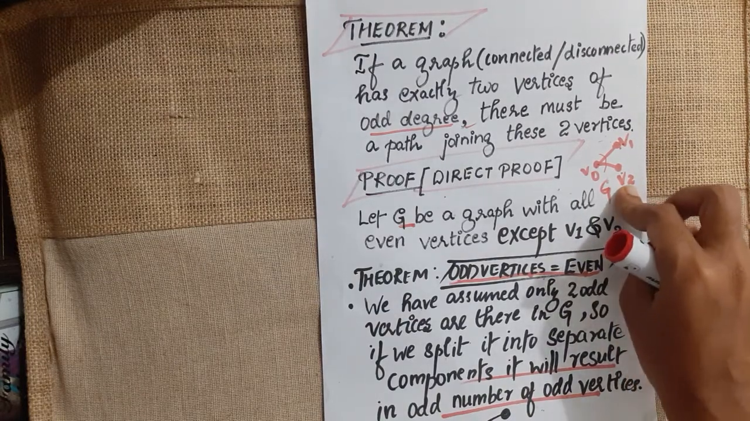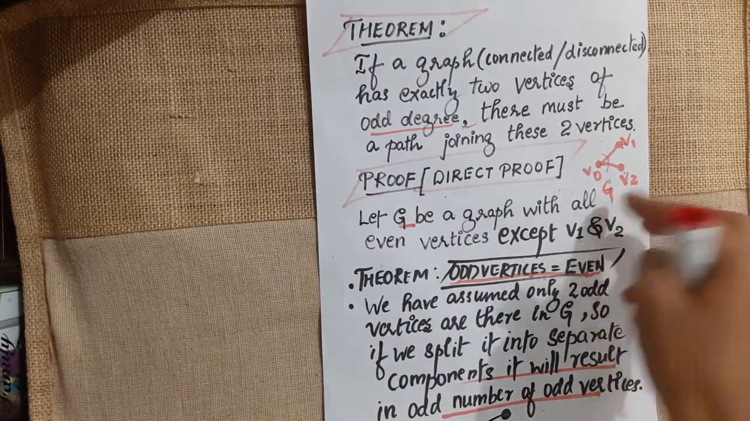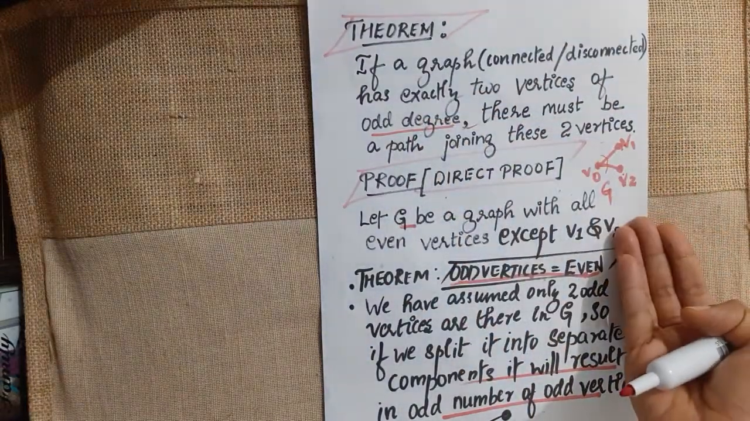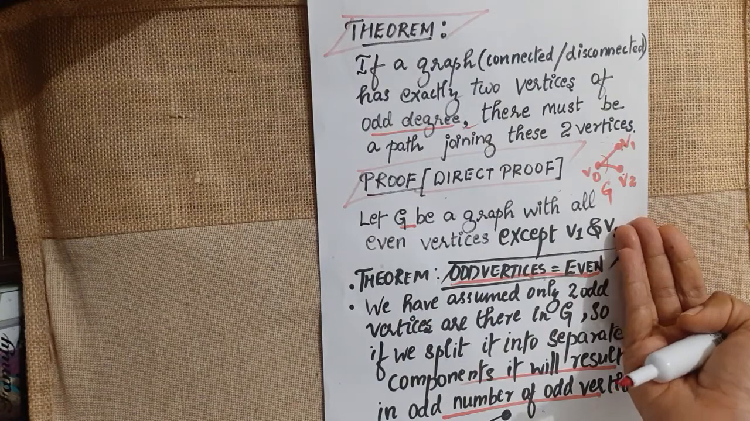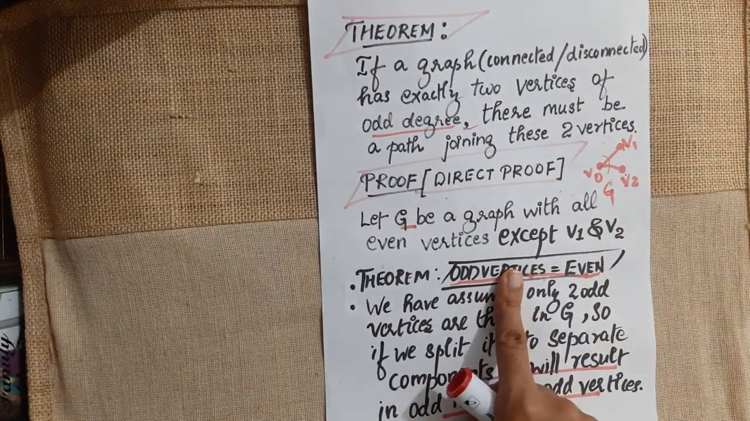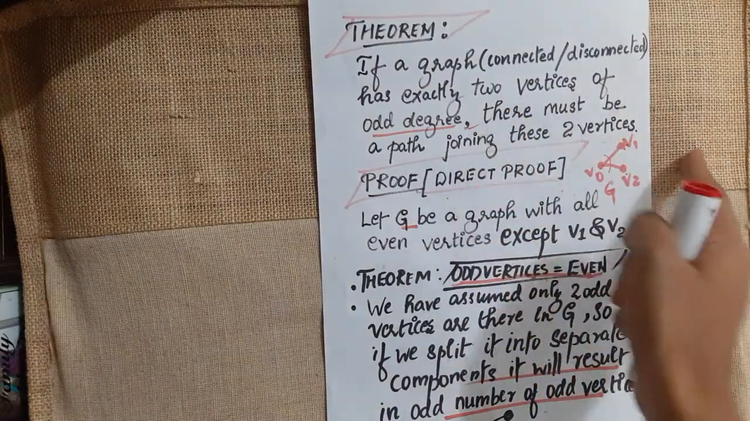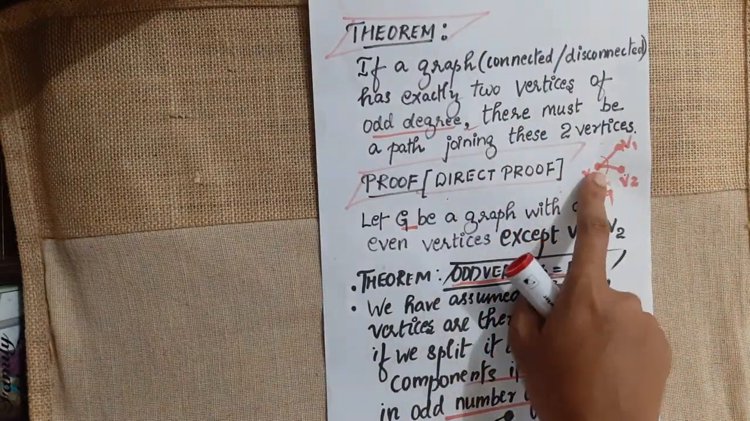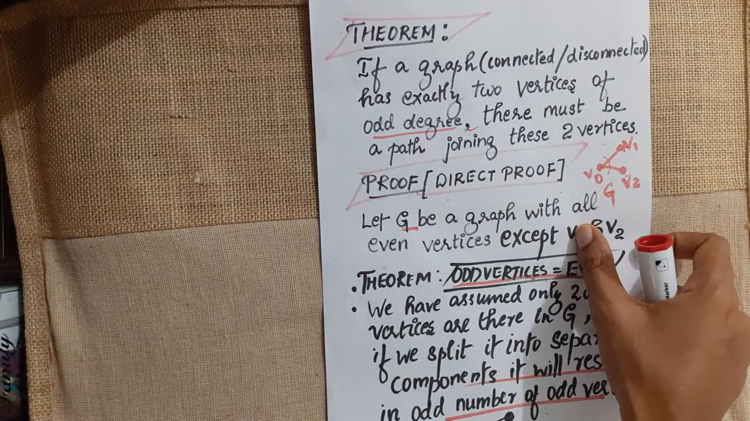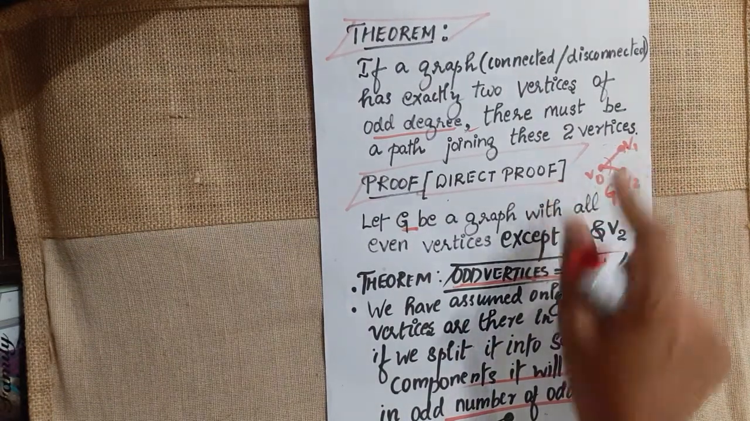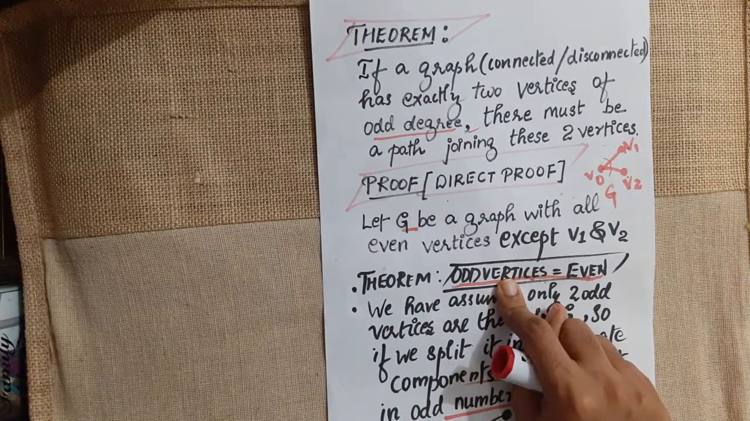Now, suppose we are considering a situation in which this G is divided into different components such that v1 is in one component and v2 is in another component. In that case, this theorem will not be applicable, because if this graph is divided into two different components, then this theorem should be applicable to each of those components. That means each of the subgraphs also should have an even number of odd vertices.